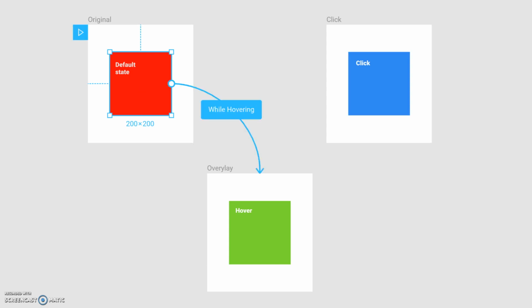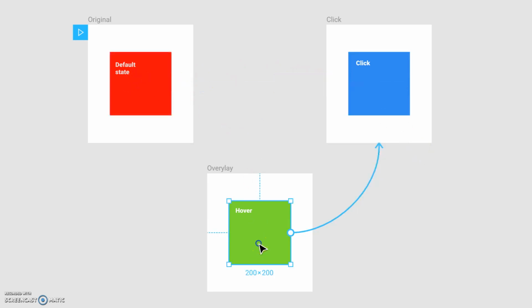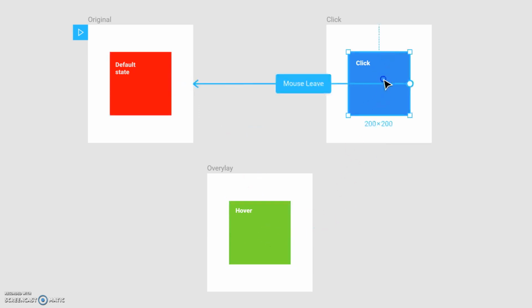So if I click on the prototype mode, and actually I can just click off everything so you can see where I'm going with everything. You can see I have my original frame with my original object, and while hovering over it takes me to the second one. Green. And I have this one set to on click take me to this third one, which the third one is set to mouse leave. And so if you move your mouse off of this, it'll pop all the way back to the original.